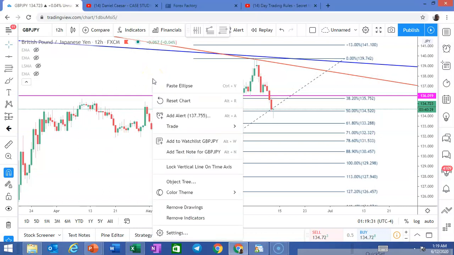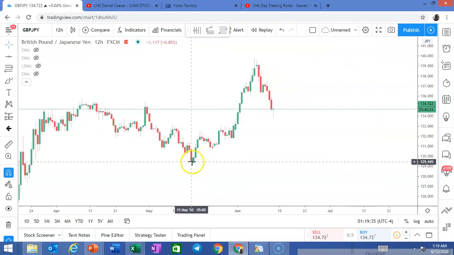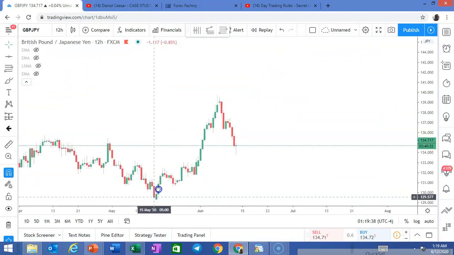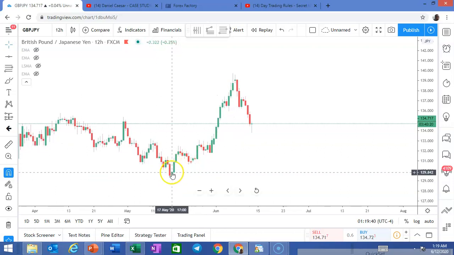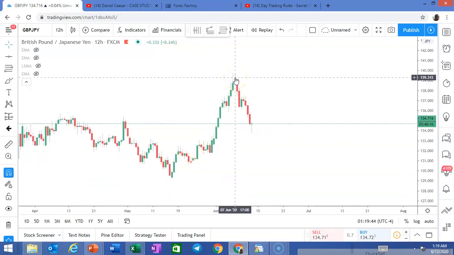I'm going to take all of this off. I'm going to remove the drawing tool. This would be considered an impulse. This is considered an impulse move to the upside, a bullish impulse move.